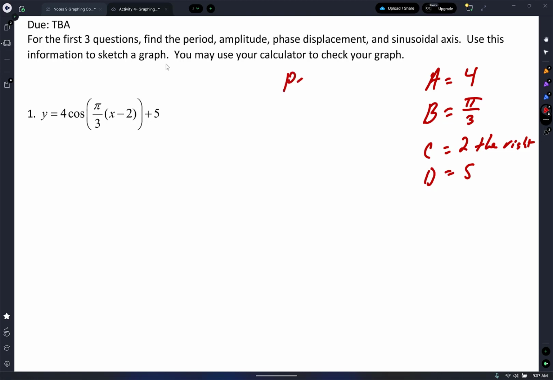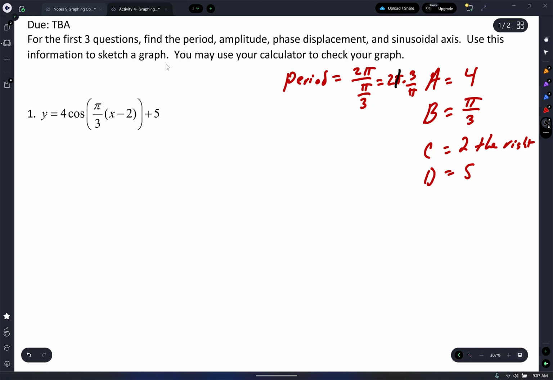All right, here you go. Here's your period. Period equals 2 pi divided by pi over 3. Keep, change, flip. 2 pi times 3 over pi. The pi's cancel out. What's 2 times 3? 6. So that is your period. It repeats every 6 radians. So every 6. Cool or not cool?